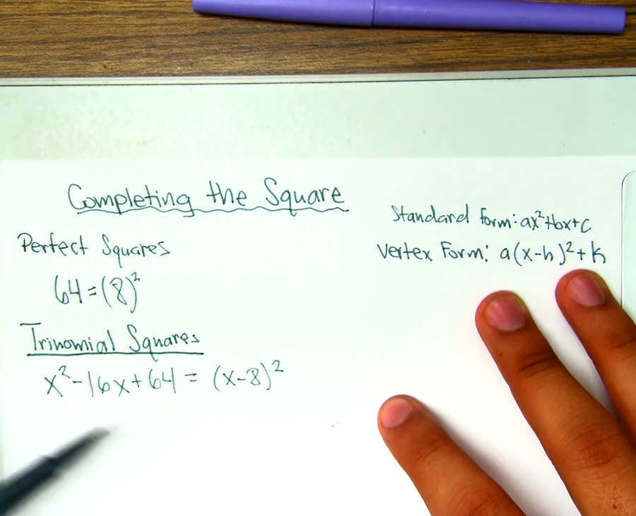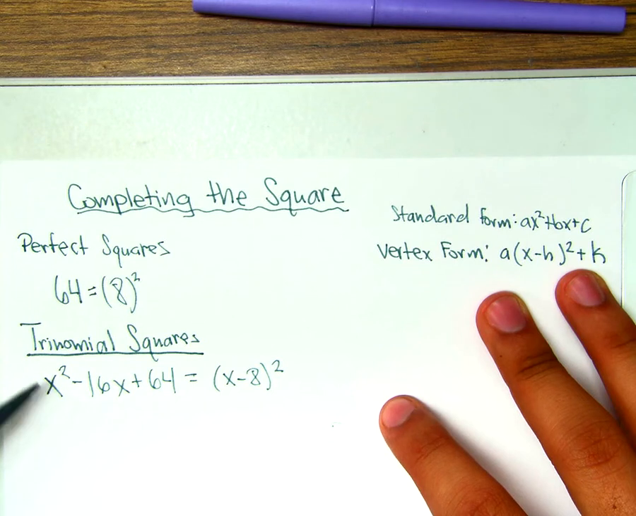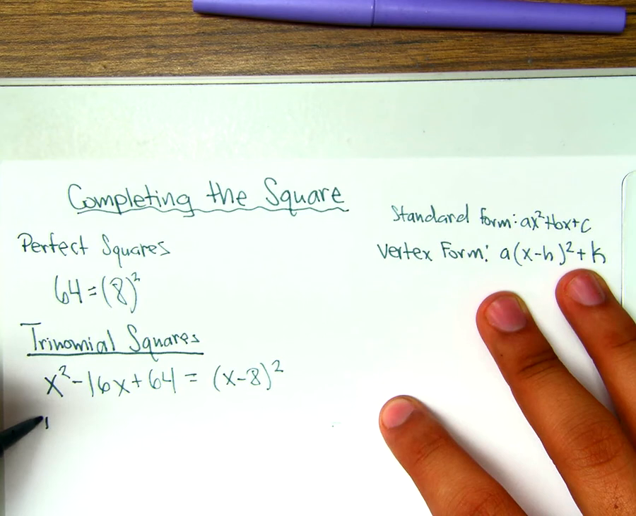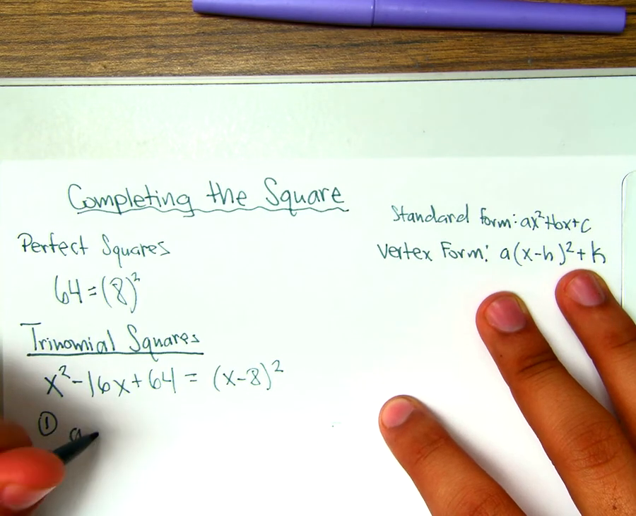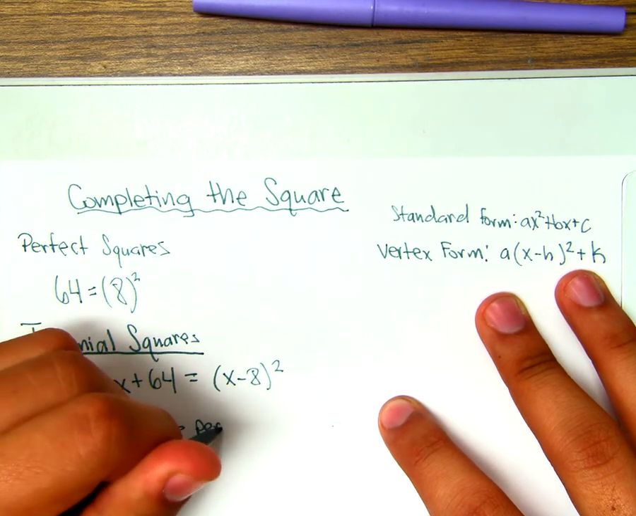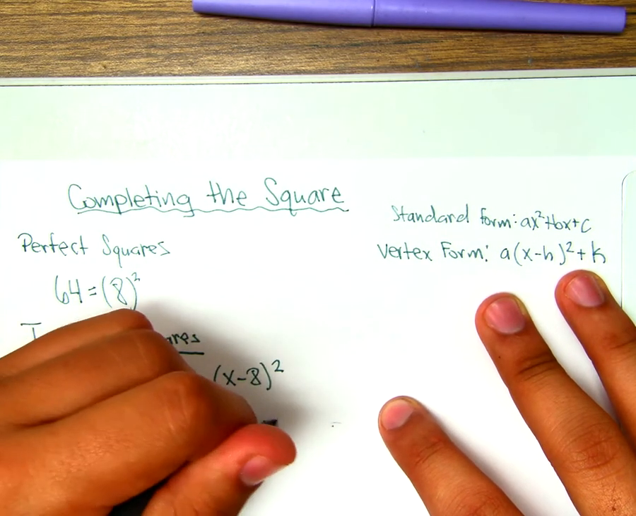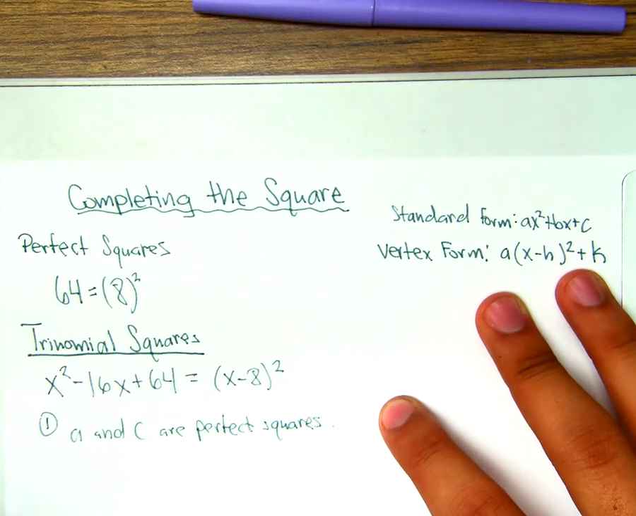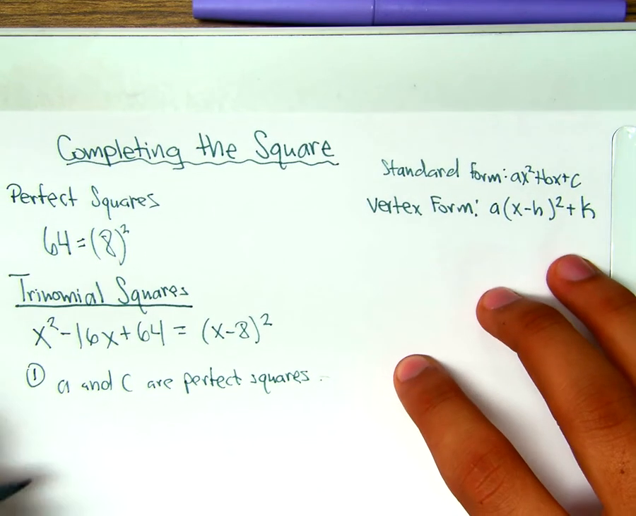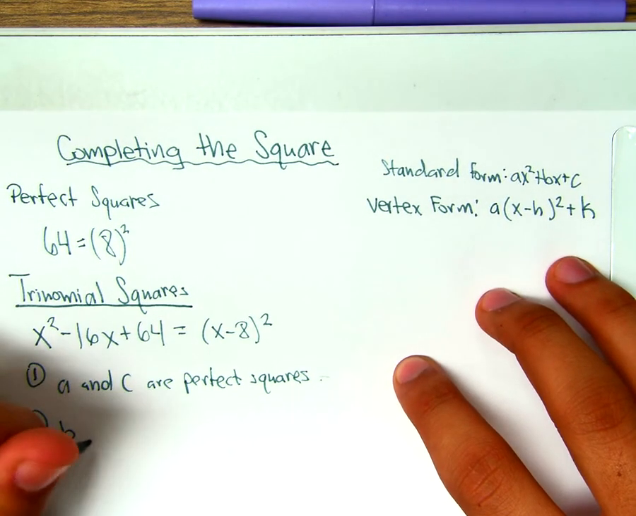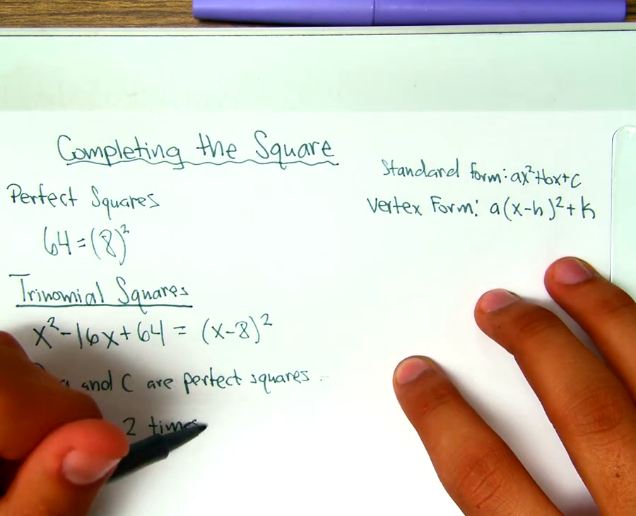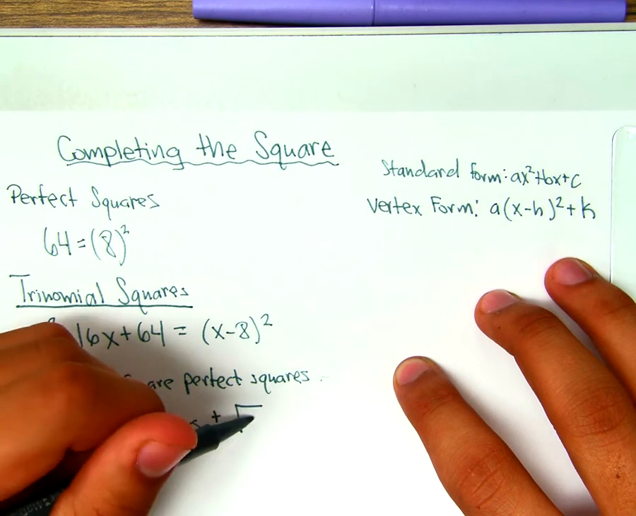Alright? So if you cannot see that it's x minus 8 squared right off the bat, there are two things that make a trinomial square. The first one, A and C are perfect squares. Okay, A and C are perfect squares. And B is 2 times plus or minus the square root of C.